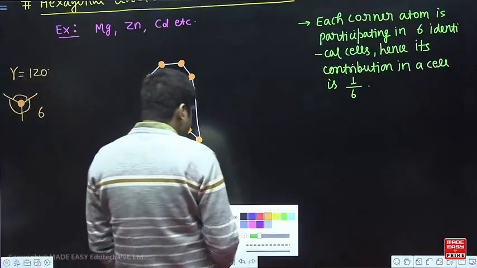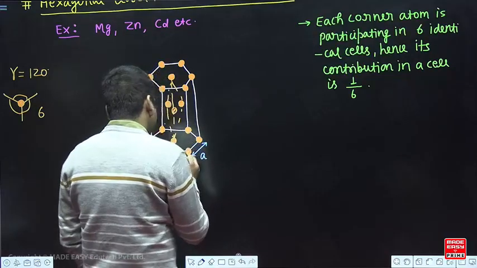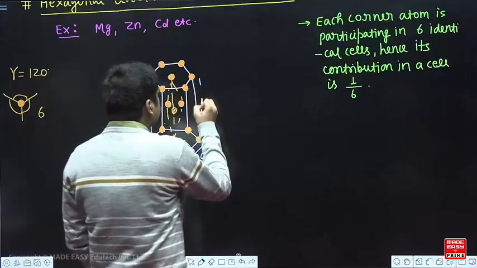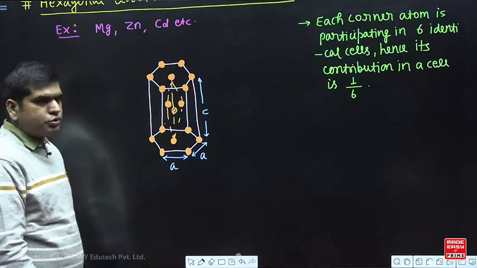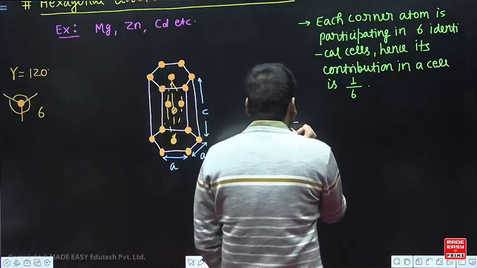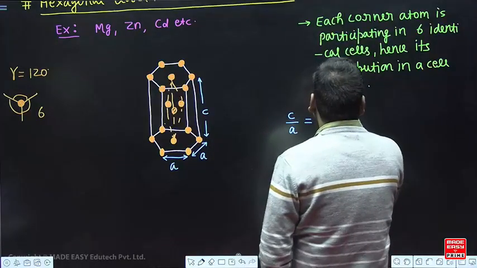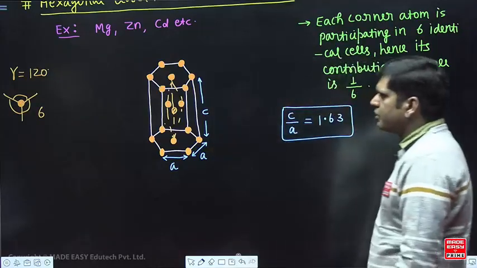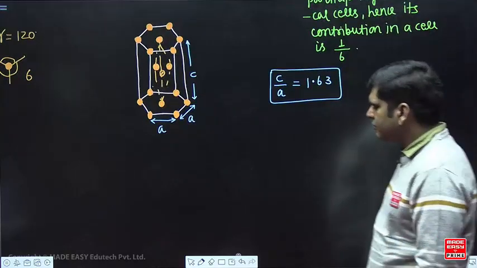This condition will be satisfied only if, to make a hexagon, 2 dimensions should be the same. So the same dimensions I am assuming A, but the larger dimension should be equal to C. Let us assume A is equal to B but does not equal C. So the C by A ratio, meaning larger dimension upon smaller dimension, should be 1.63. Then only this structure will be formed, otherwise it is not possible to make this structure. This question is asked many times.